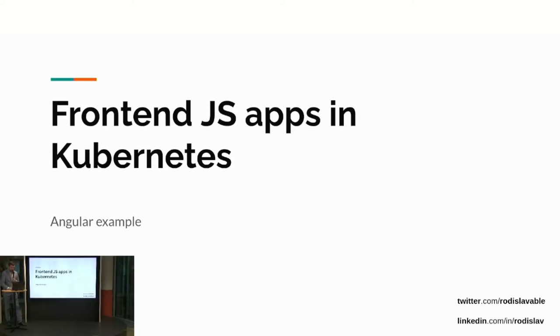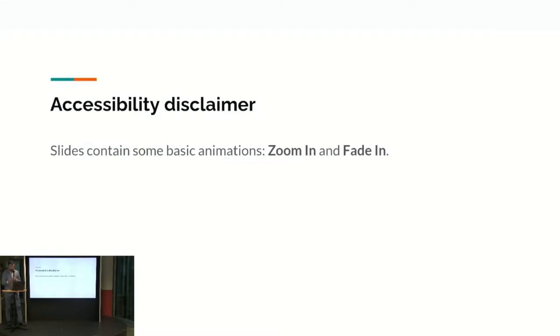So today we are going to talk about front-end JS applications in Kubernetes. And particularly we are going to do an Angular example. Okay, let's start. I have some animations. I'm not really good with animations. However, I was good back in the days, back in 2007 when I was doing Flash. I don't know if you are young enough to know what Flash is. And we'll have some animations if ever. Hopefully you don't have issues with that.